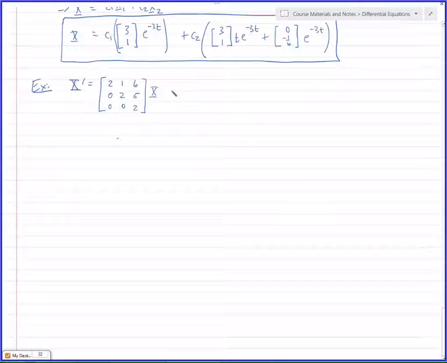You got 3 dependent variables, like whatever x is, if it was like x, y, z. Now this system is basically saying that x prime is 2x plus y plus 6z. Y prime is 2y plus 5z. And z prime is 2z.